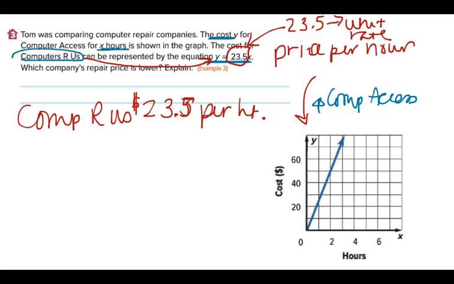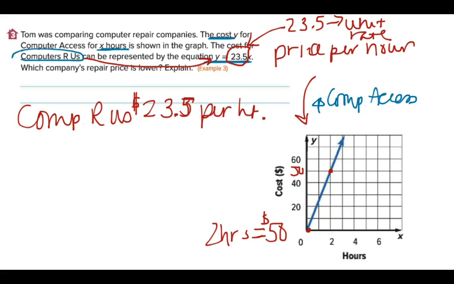So if I look at my graph, I can't really tell how much it is for 1 hour because this graph is in a weird spot. But what I can do is look at this and say, okay, where do I know there's a point? Well, I know there's 0, 0 here. And I do know if I plot this point right here, at 2 hours, it's going to cost $50.